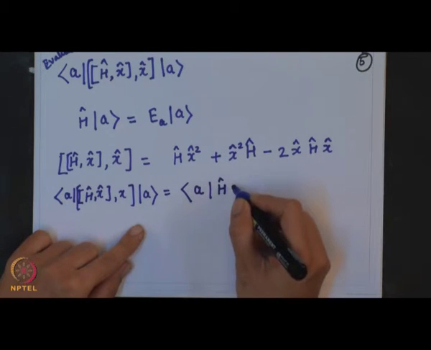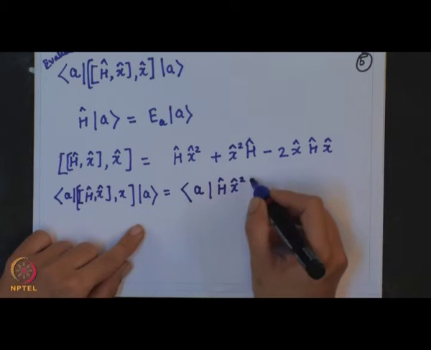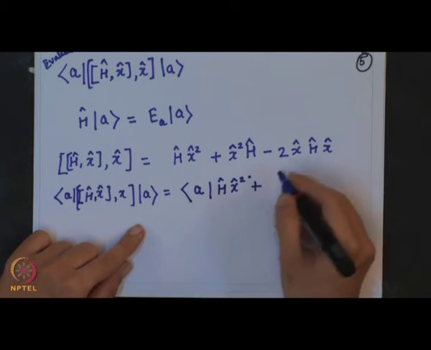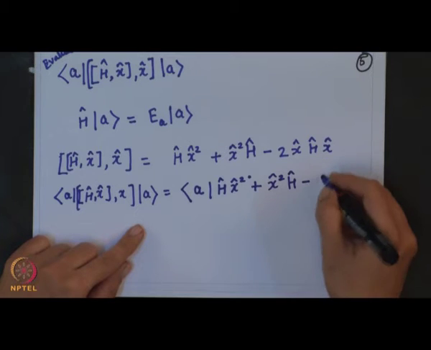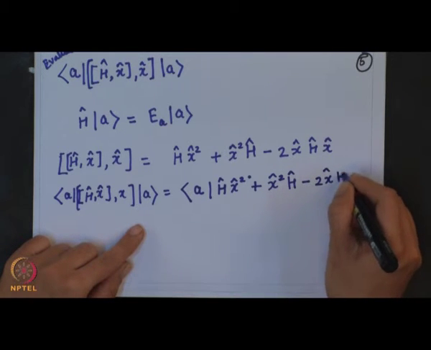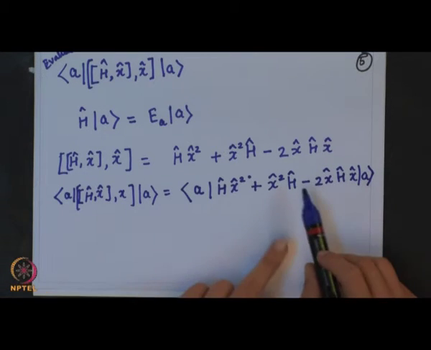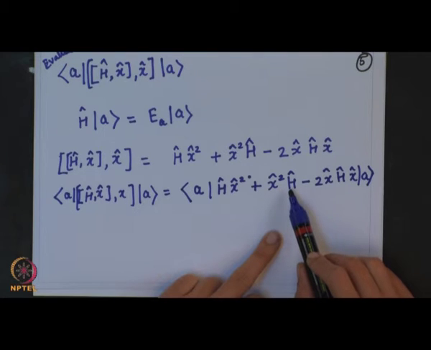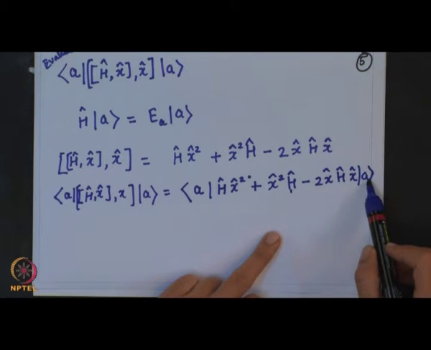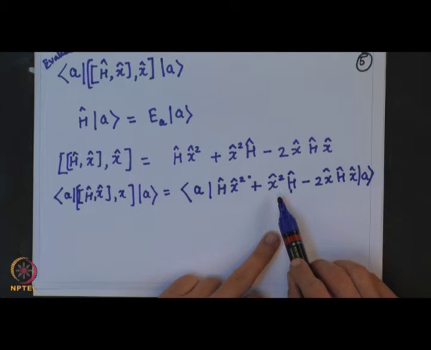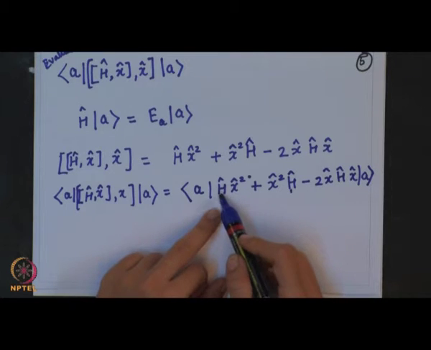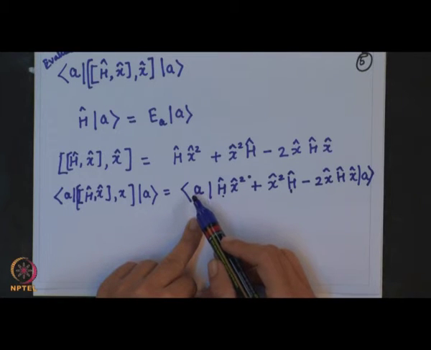I am placing this operator between the eigenkets. Now, you can see here again that when the Hamiltonian operator operates on the eigenket, it will give me the energy eigenvalue E_A. Similarly, this will operate on this bra and will give me E_A.